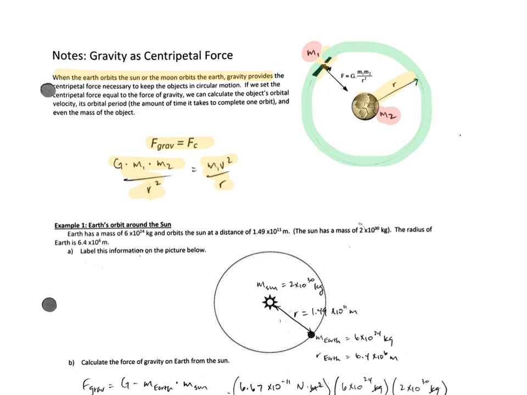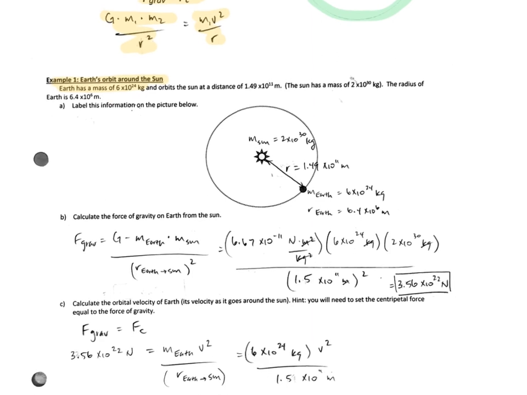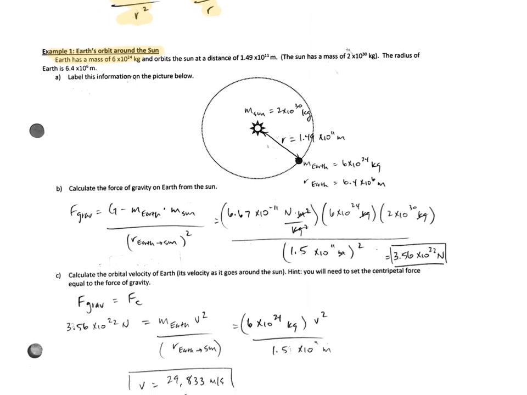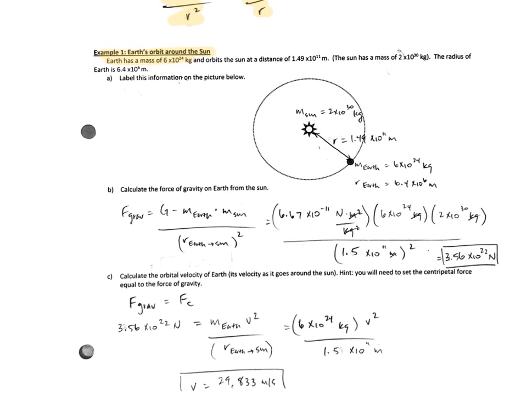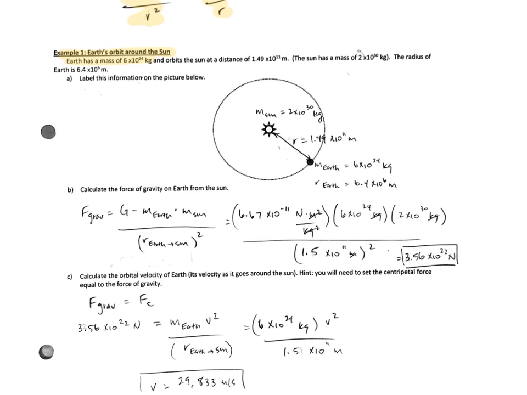So let's take a look at example 1. Example 1, Earth's orbit around the Sun. Earth has a mass of 6 times 10 to the 24 kilograms and orbits the Sun at a distance of 1.49 times 10 to the 11th meters. The Sun has a mass of 2 times 10 to the 30th kilograms. The radius of Earth is 6.4 times 10 to the 6th meters. Label this information on the picture below.